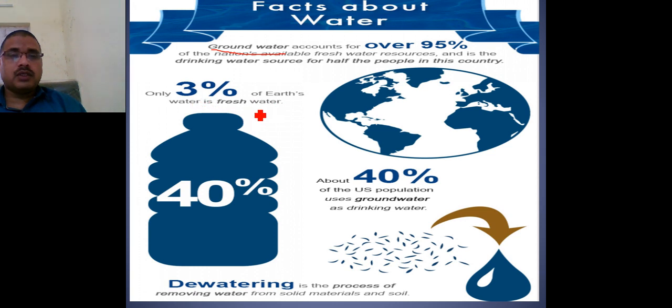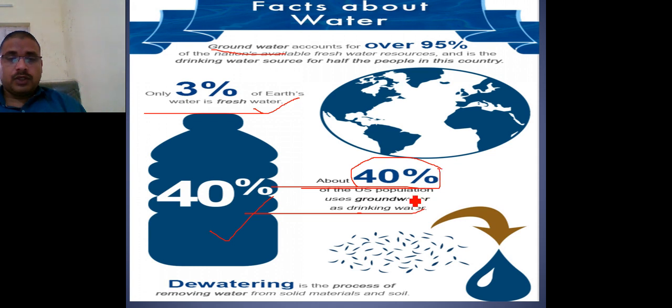We are talking about the whole of the water. Only 3% of earth's water is fresh water, that means we can drink it. About 44% of the US population uses groundwater as drinking water. That means if there are 100 people, only about 40 people use groundwater for drinking purposes.